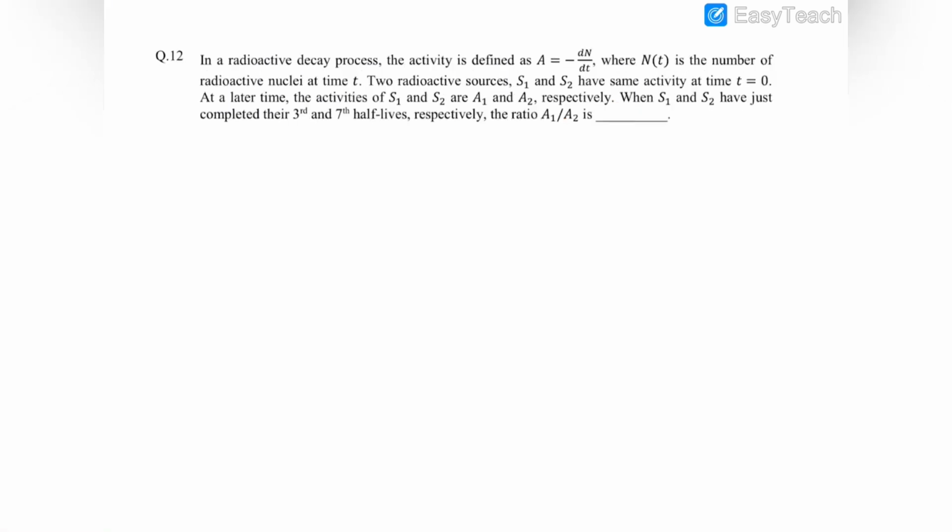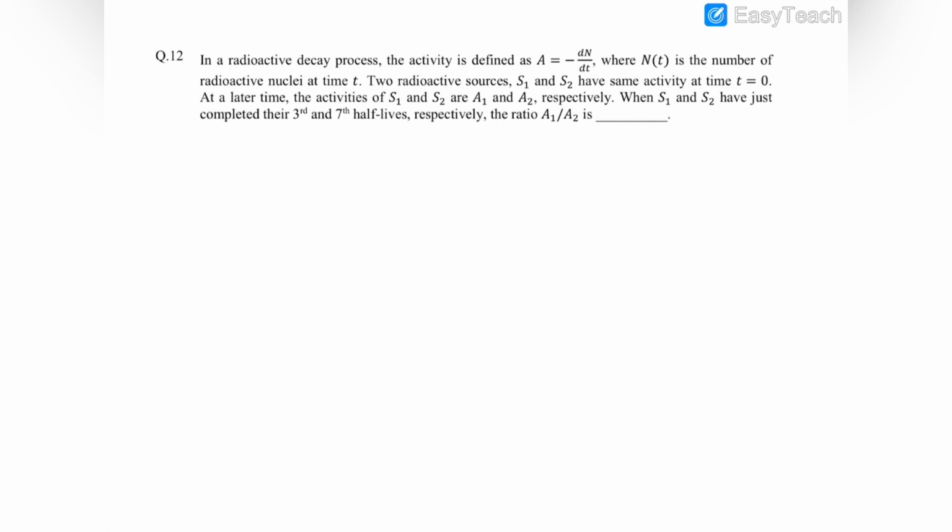In this question, you can see that in a radioactive decay process, the sources S1 and S2 have the same activity at t equal to 0, and at some later time the activity of S1 is A1 and the activity of S2 is A2. Now when S1 and S2 have just completed their third and seventh half-life respectively, we have to find out A1 by A2.